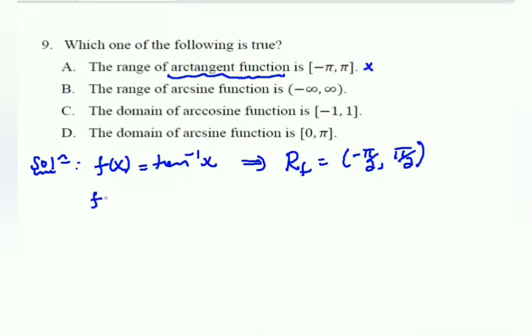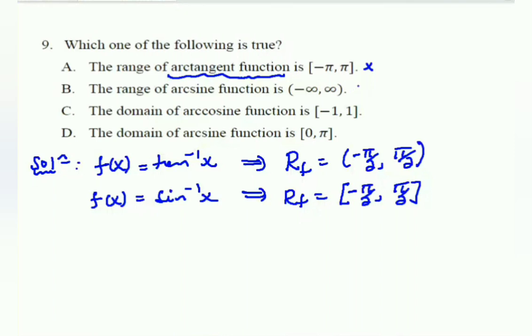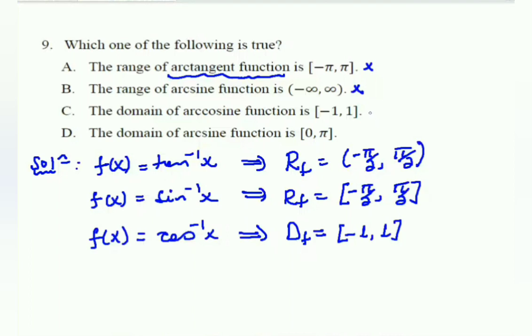For the arcsine function, the range is the closed interval from minus pi over 2 up to pi over 2. But here it is given as the real numbers, so B cannot be the true statement. Let's take the C case, f of x is equal to arccosine, or cos inverse. Definitely the domain of the cos inverse function is between minus 1 and 1. Therefore, C can be a true statement.